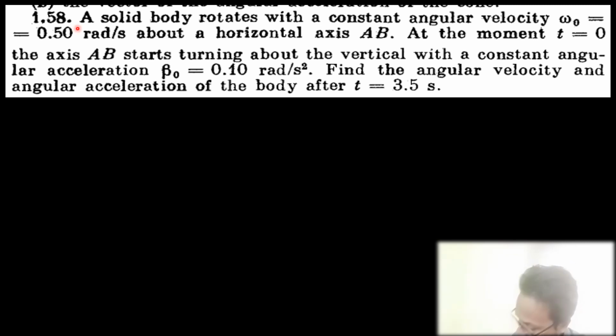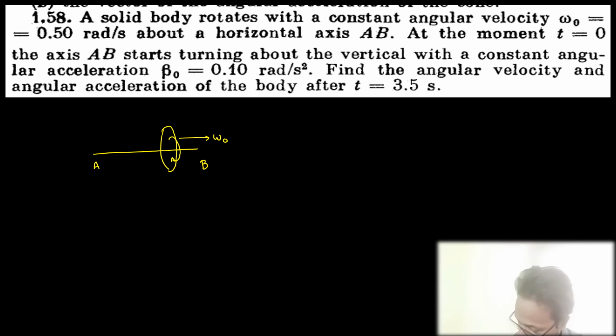Now let's read this question. A solid body rotates with a constant angular velocity of 0.5 radian per second about a horizontal axis AB. So there is a horizontal axis AB, and this body rotates with a constant angular velocity of omega naught, the omega naught velocity being in this direction. Now, at the moment t equals 0, the axis AB starts turning about a vertical axis with a constant angular acceleration.